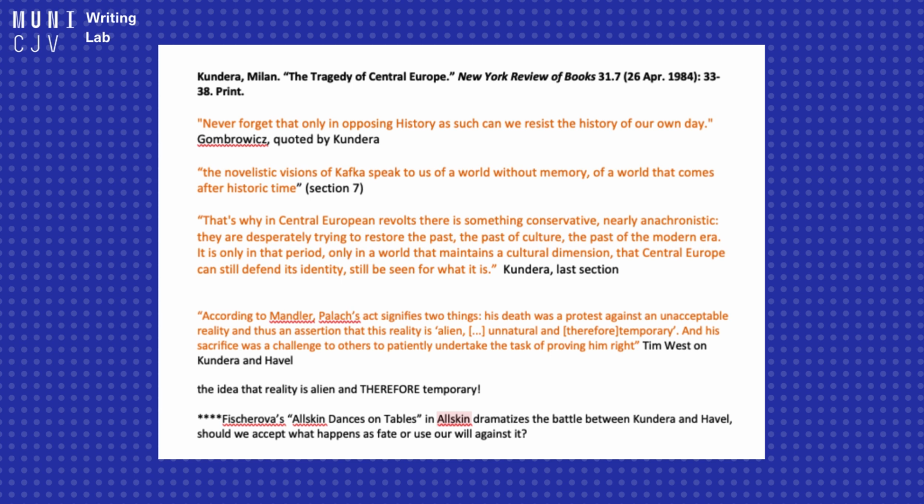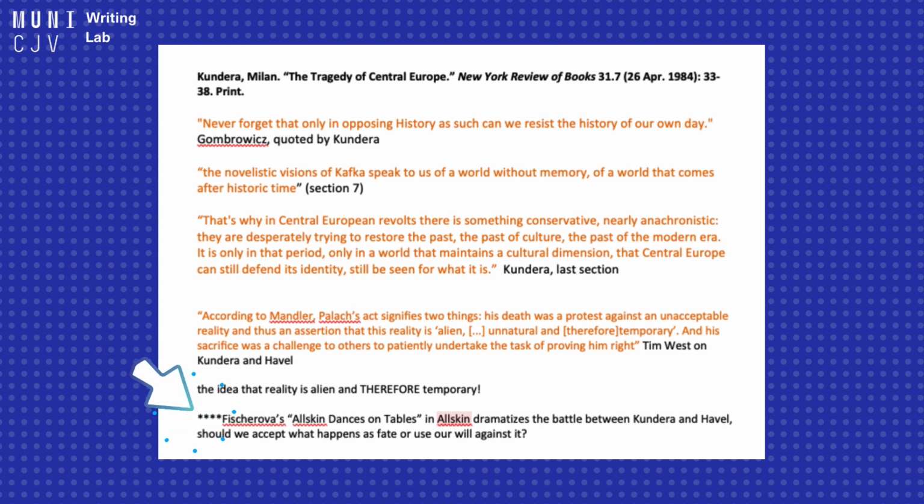Here I was reading an article by Milan Kundera. So you can see at the top I have my full reference, and beneath that I have some quotations from the text. And you can see that I not only put them in quotation marks, but I colored them in orange so that I would remember that these were quotations. And then at the bottom, you can see that I'm starting to write my responses.